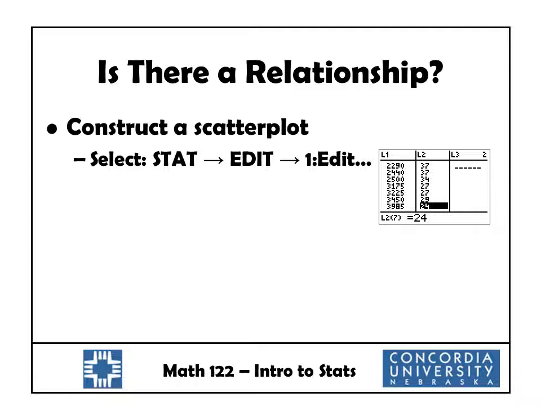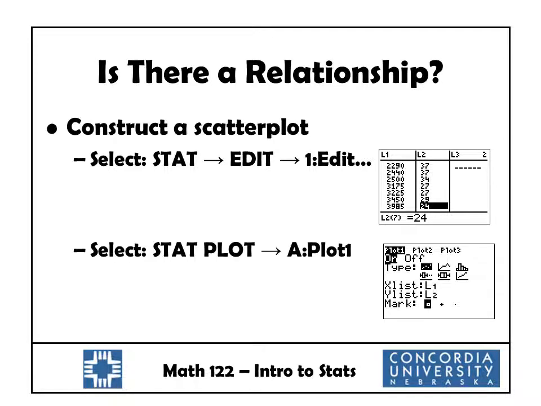Okay. So once we've done that, we need to set up our plot. So select Stat Plot, which you do by hitting the second button and then the Y equals, and then choose option A, which is called Plot 1. So we're going to turn on Plot 1, and we do that by highlighting the On option, hit Enter, and then next to Type, highlight that first option, hit Enter.